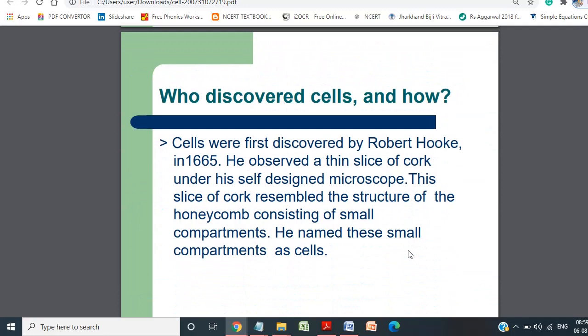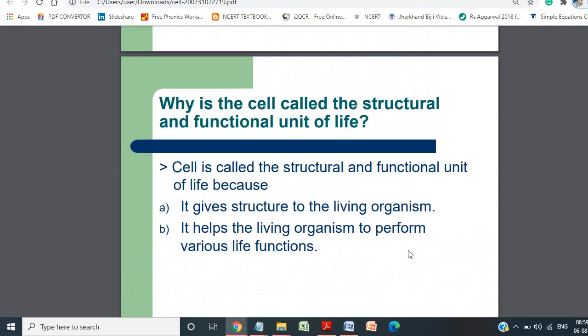Who discovered cells and how? In 1665, Robert Hooke discovered it with the help of a microscope. A slice of cork resembled the structure of a honeycomb consisting of small compartments.